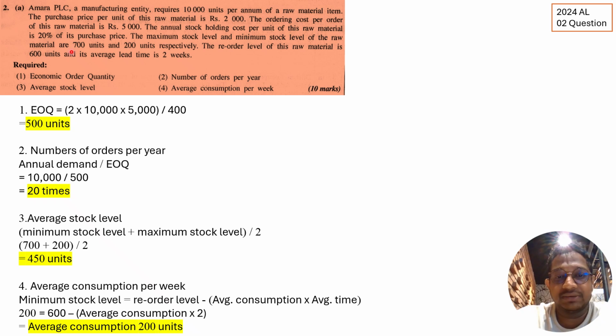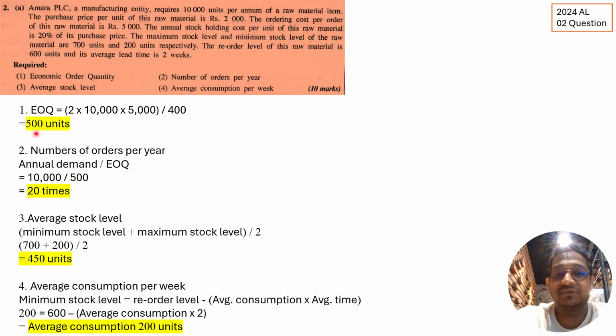The maximum stock level and the minimum stock level of raw materials are given here, 700 and 200, and the reorder level of this raw material is 600 units, and its average lead time is 2 weeks. So first of all, they are asking the economic order quantity. So how to find out the economic order quantity? 2 into demand into cost of order divided by cost of holding, and all of these you should mention under the square root. So your EOQ is 500 units.